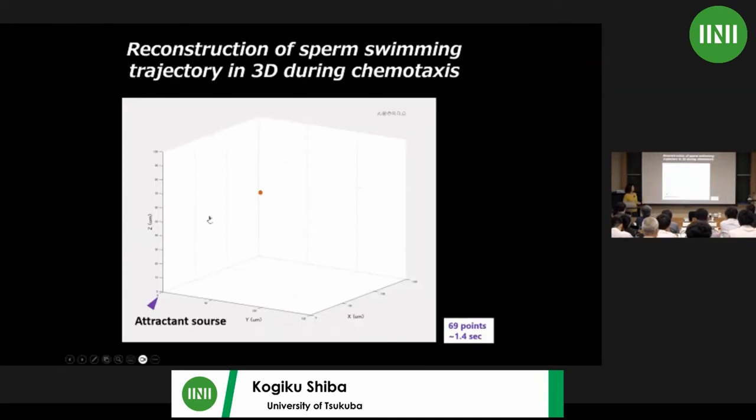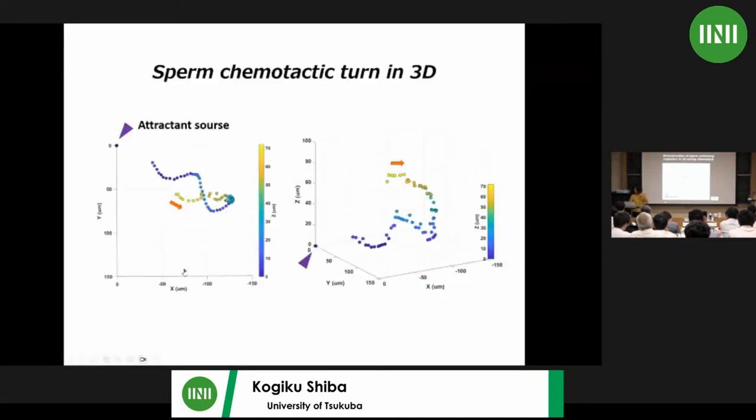And we also tried chemotactic behavior in 3D. This is a reconstruction of the sperm swimming trajectory during chemotaxis. We succeeded in capturing it in the 3D domain, 3D space. So this is a movie, and this is a trajectory. In 3D, here is the attractant source, the tip of the glass capillary. You can see the sperm go straight with helical movement. And here, they go straight, and they change direction in three dimensions. It goes down the z axis, and then turns here, and then approaches the tip of the glass capillary. So in 3D, sperm can also turn, but they turn dramatically using the 3D space.